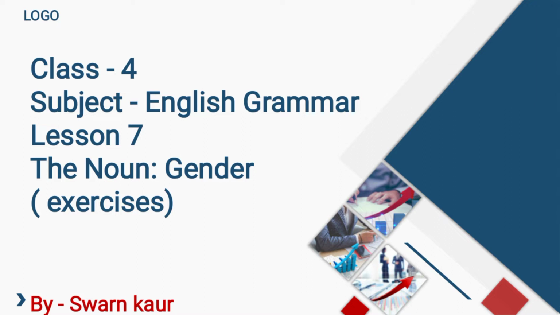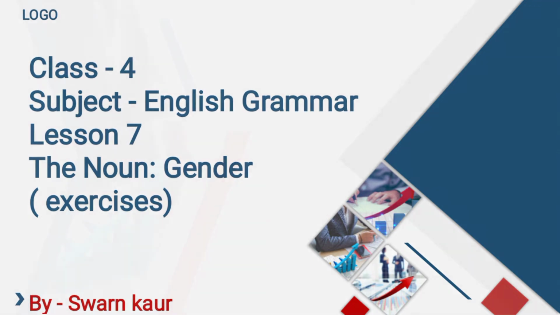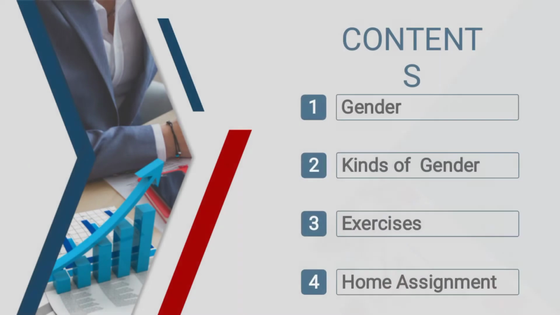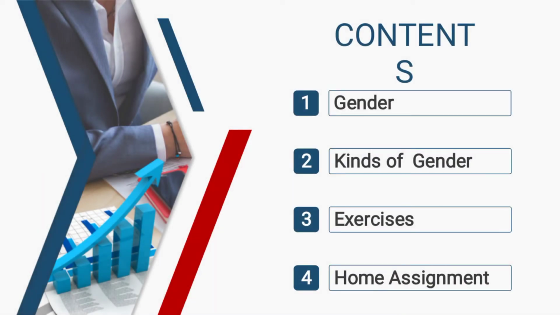Students, this is the video for class 4th English Grammar lesson number 7. In the previous class also we have studied about the term gender. In this class we will recall this topic and we will solve the exercises. So let us start today's class. In this video, we will recall the term gender and the kinds of gender. After that, we will solve the exercises. And at the end, you will get home assignment.